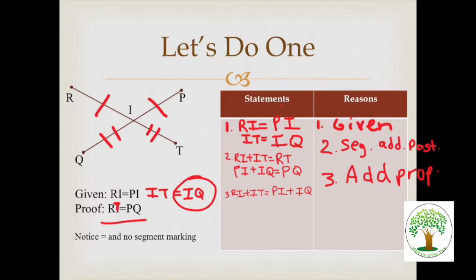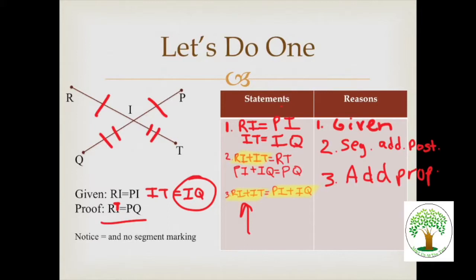I have an RI plus IT right there, and I have an RI plus IT right here. What can I put in the place of RI plus IT? RT. Yes. Really quick, over here I have PI plus IQ. What can I put in its place? PQ. What reason can I do that?